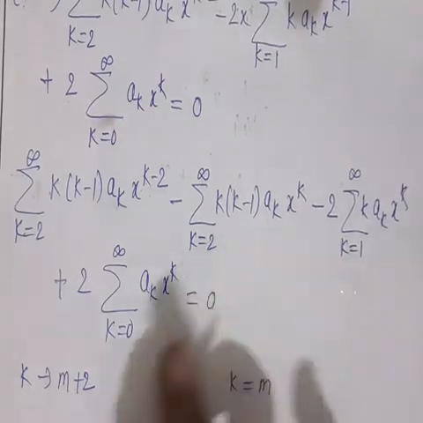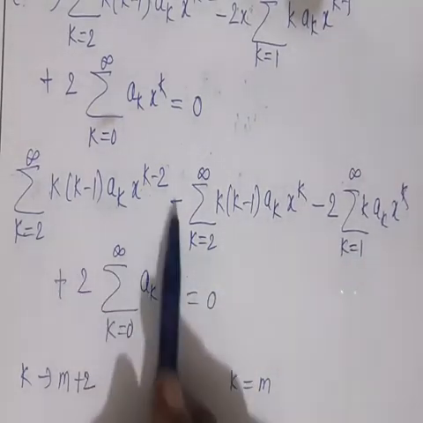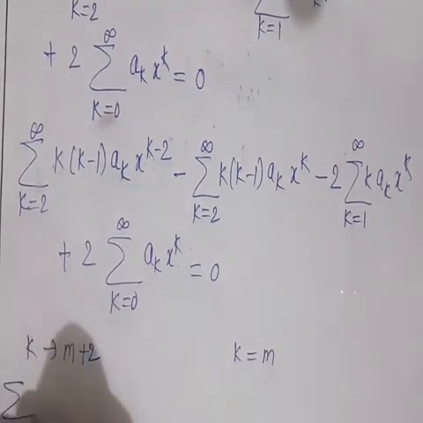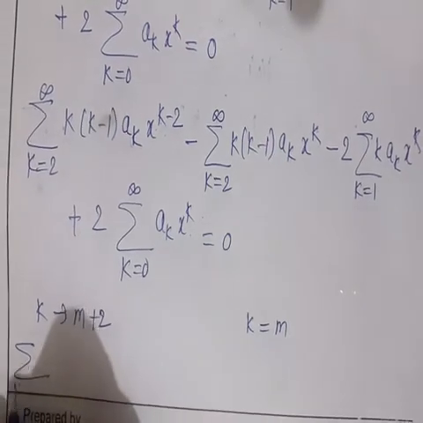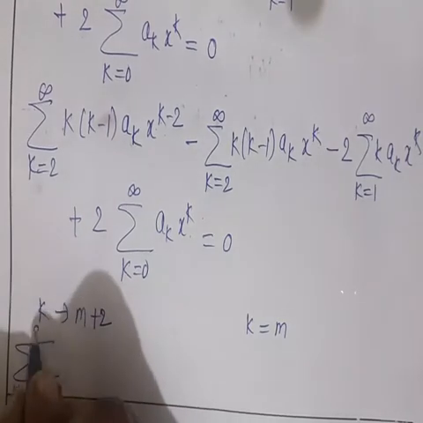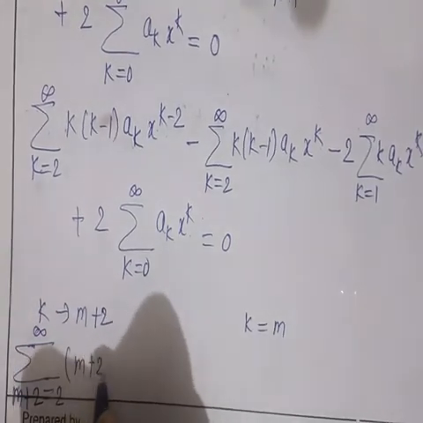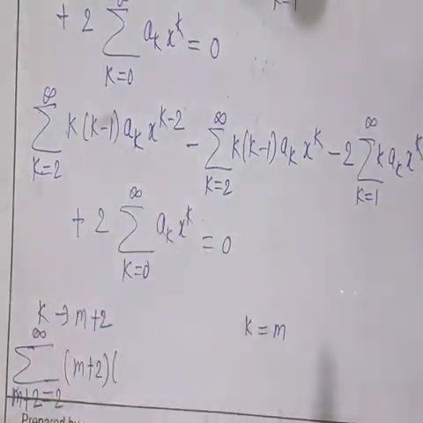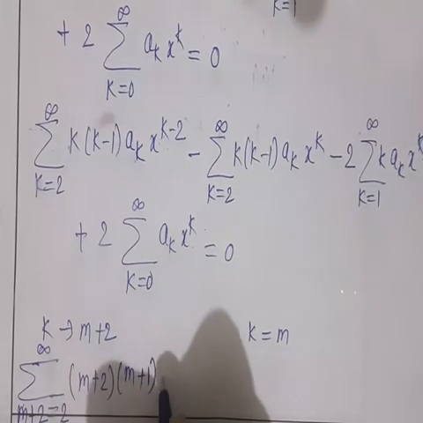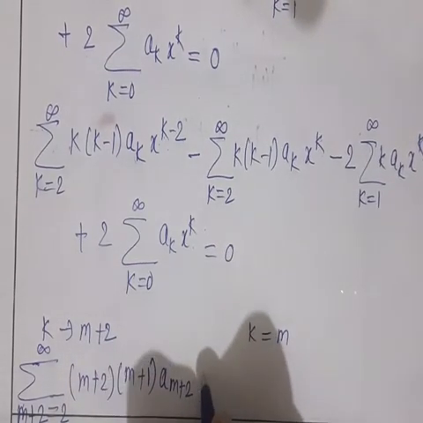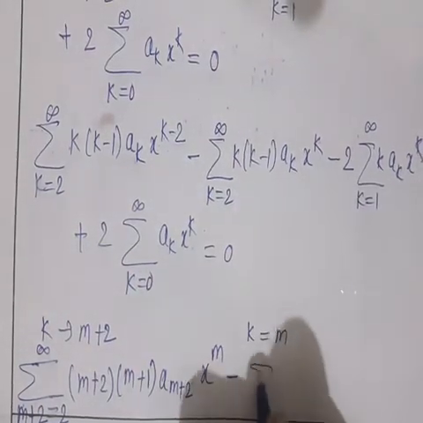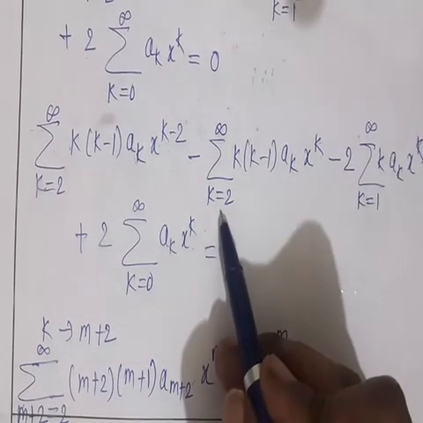So for the remaining three terms, first, second and third: for the first term we replace k by m + 2. In place of k we write m + 2, so the summation is from m = 0 to infinity of (m + 2) multiplied by (m + 2 - 1), and m + 2 - 1 is m + 1, times a_(m+2) x^(m+2-2), which becomes x^m, minus summation. Now in all the remaining terms we replace k by m.